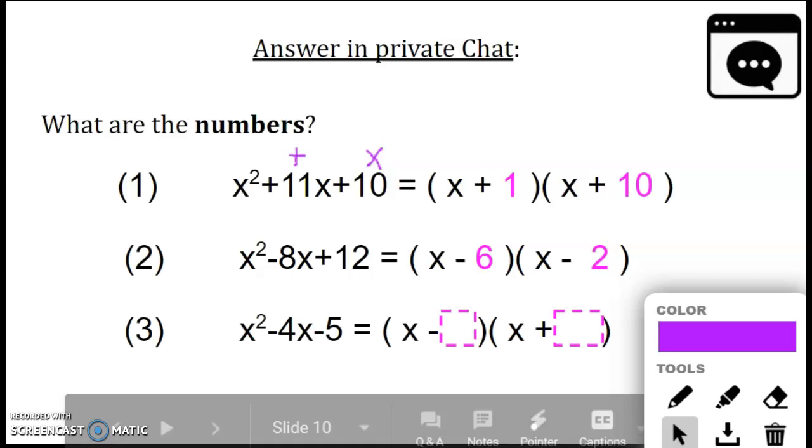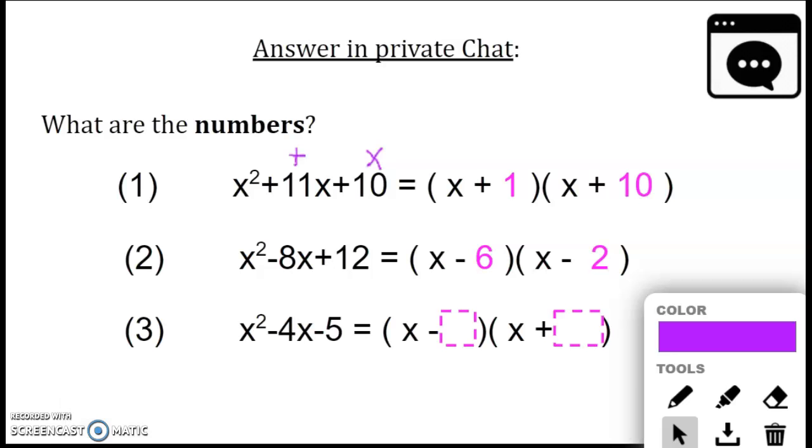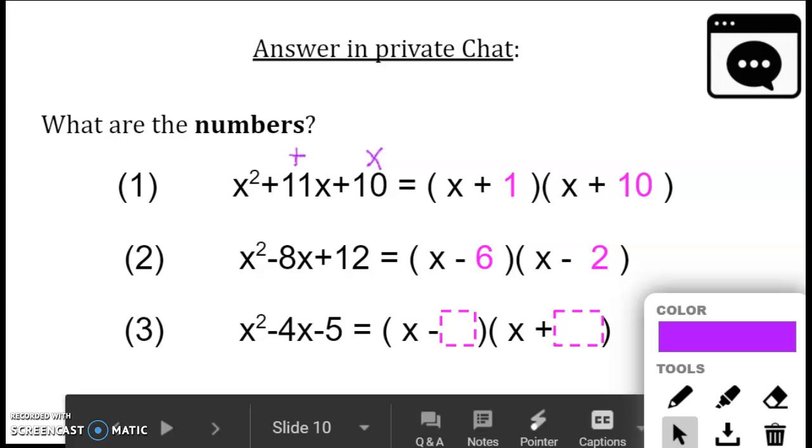Let's keep working. What about this problem? See if you can figure out a number that is going to multiply to negative 5, but add to negative 4. Well, it has to be negative 5 and positive 1.